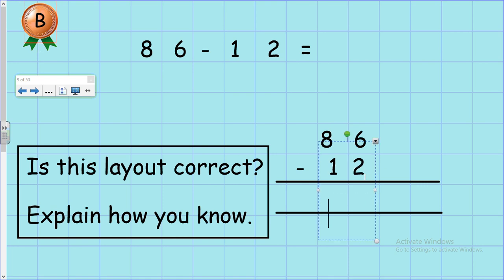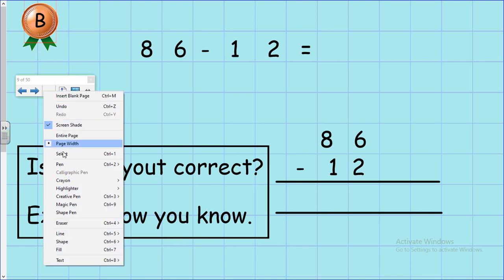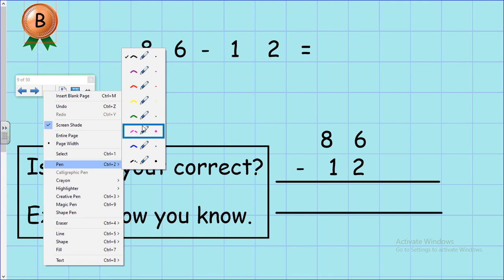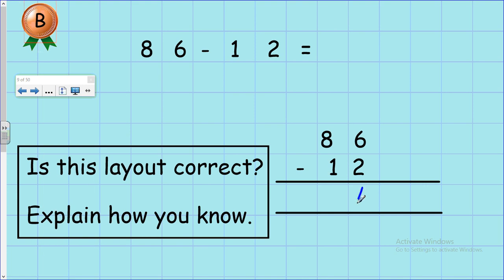Let me pop my answer in. Where's my... There we go. Let's use the pen. Why not? Let's go crazy. So 6 take away 2 is 4. So I'm going to pop that straight underneath. Then I go to here, 8 take away 1, which is 7. So my answer is 74.